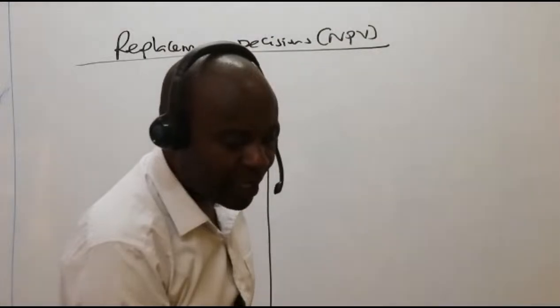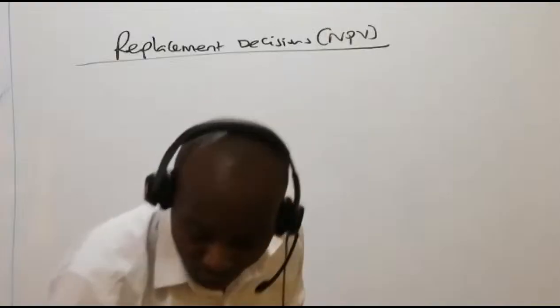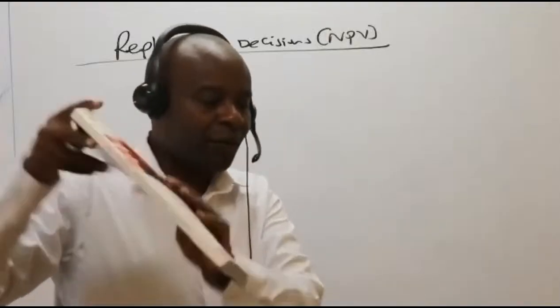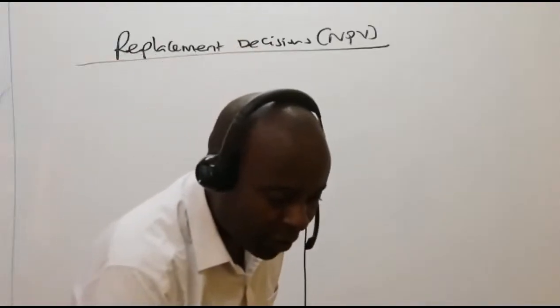So to enable us understand this, we have this section 3 CPA question, which is November 2017. For those of you who are joining us from CPA section 3, you will simply need to go to your revision kit. RCM's revision kit, go to page number 102.